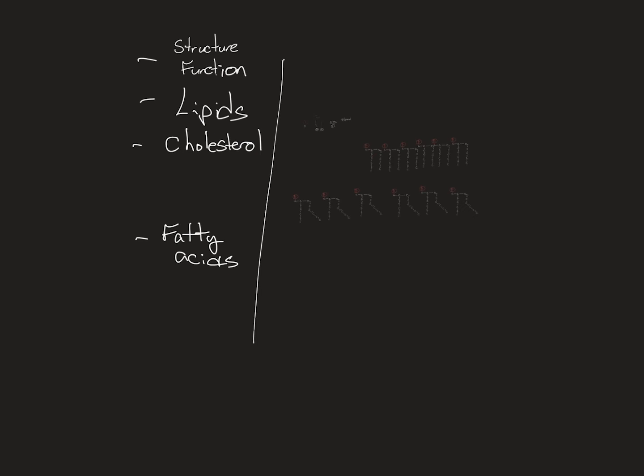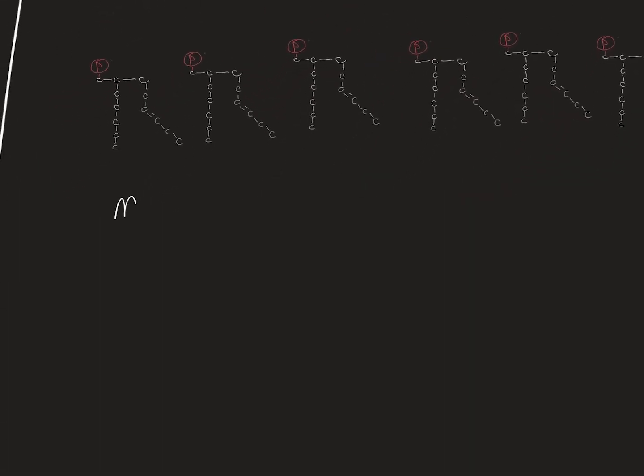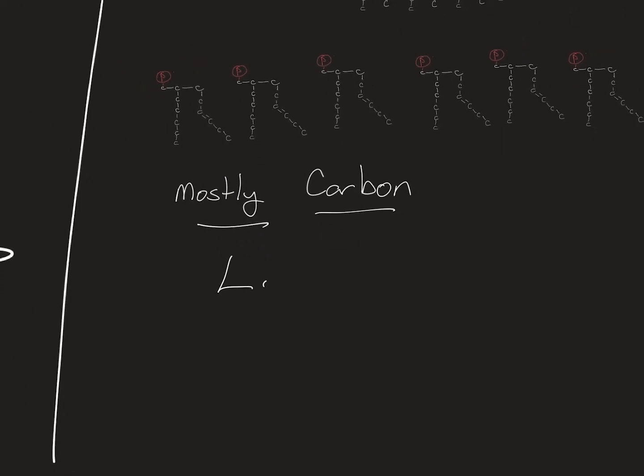Lipids are made mostly of carbon. That's another detail that we should make sure you understood. When you're looking at lipids, they're mostly carbon. And even though they're mostly carbon, they do have some other elements in them. First of all, lipids will have carbon, that's for sure. They likely will have oxygen, but not that much.